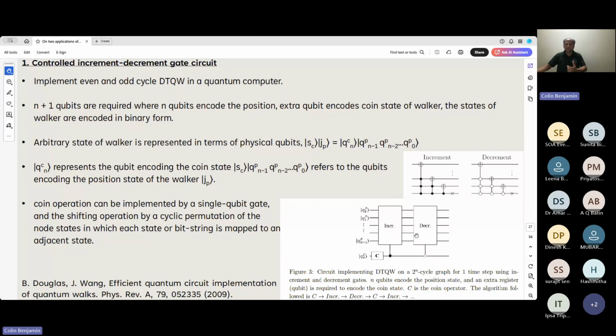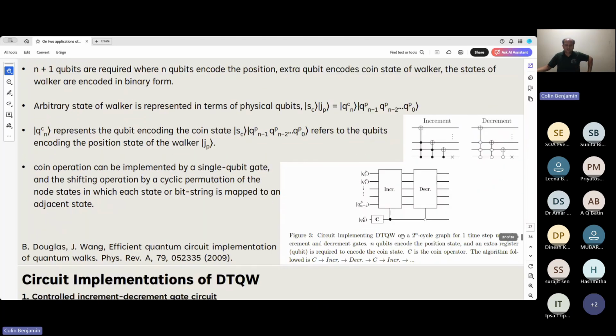Now you can do it sequentially. That will lead to larger circuit depth. But if you do it in parallel, that will lead to lower circuit depth. So what they did was they did it in parallel. So both increment and decrement worked on the basis of the coin state. So the circuit depth was not that much. Your circuit depth refers to the parallel operation of the gates. So this was the first proposal.